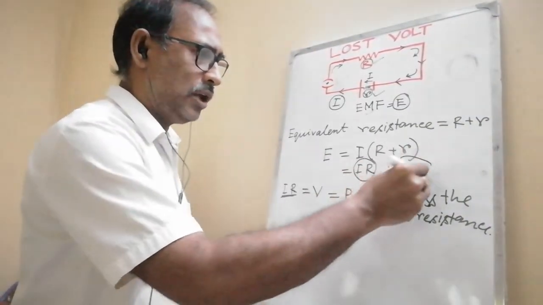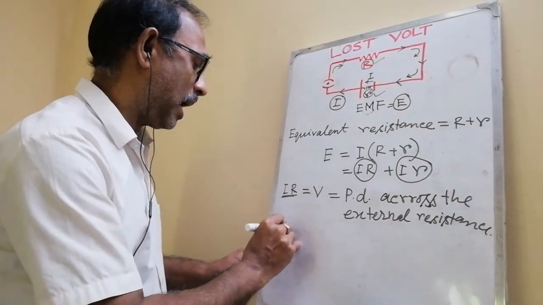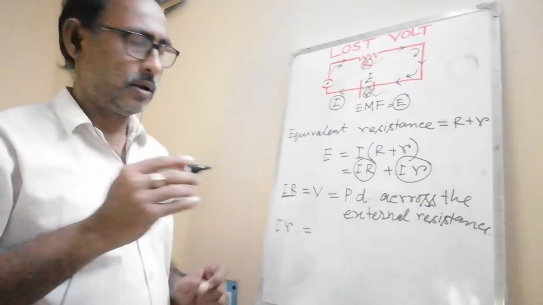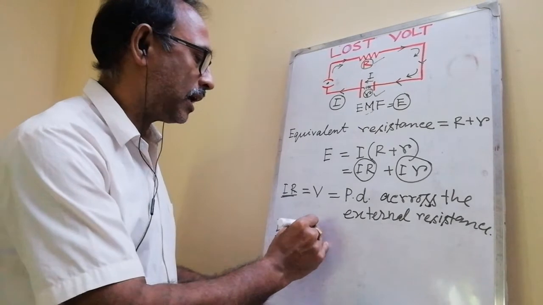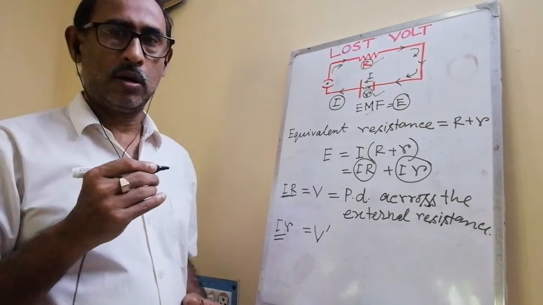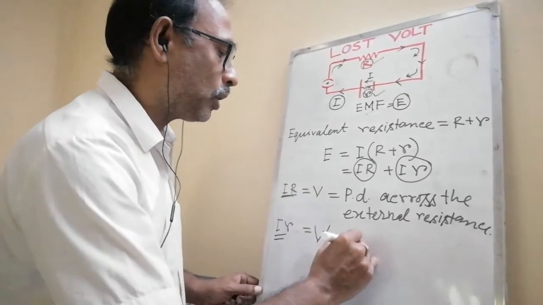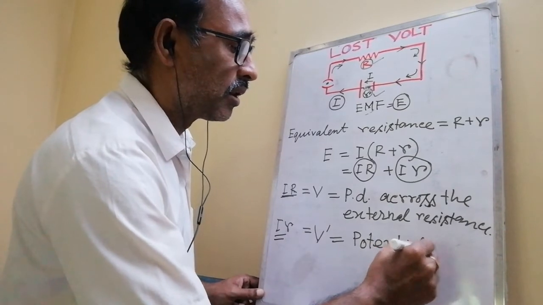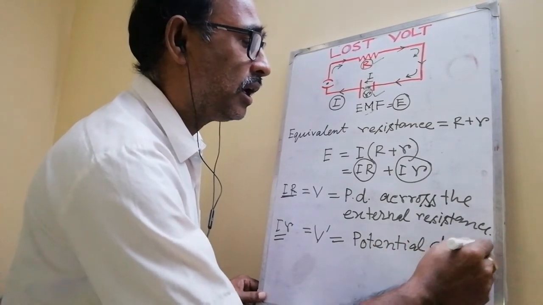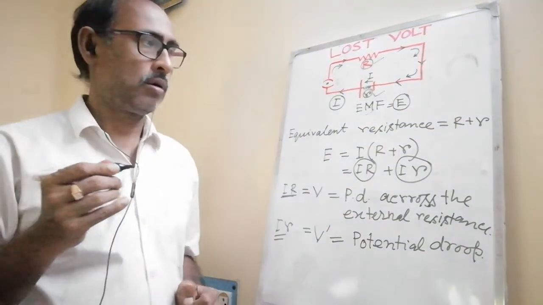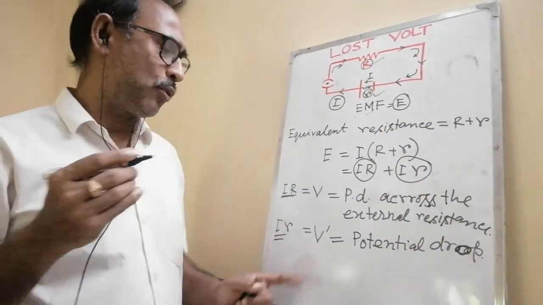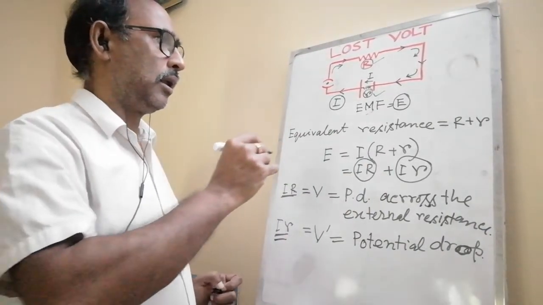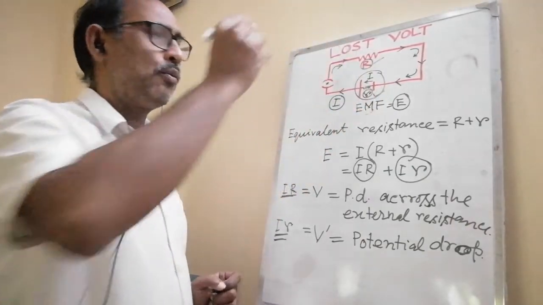Now what is I into small r? It is the circuit current into the internal resistance of the cell. It is indicated by V dot, and it is the potential drop. It is a potential drop and it is measured by I into r. That means inside the cell a potential is dropped.